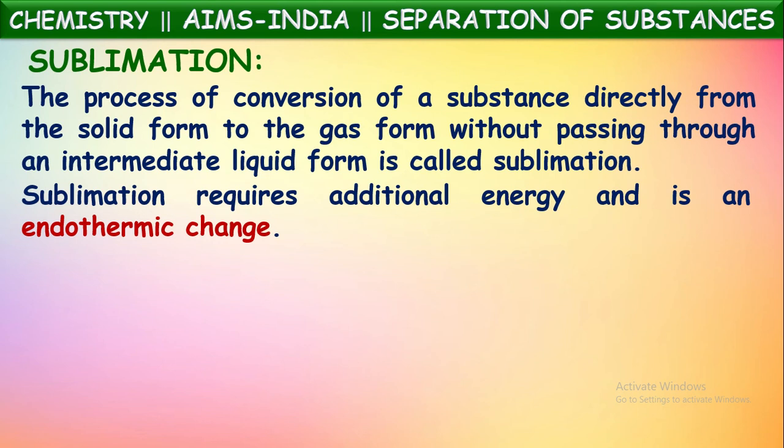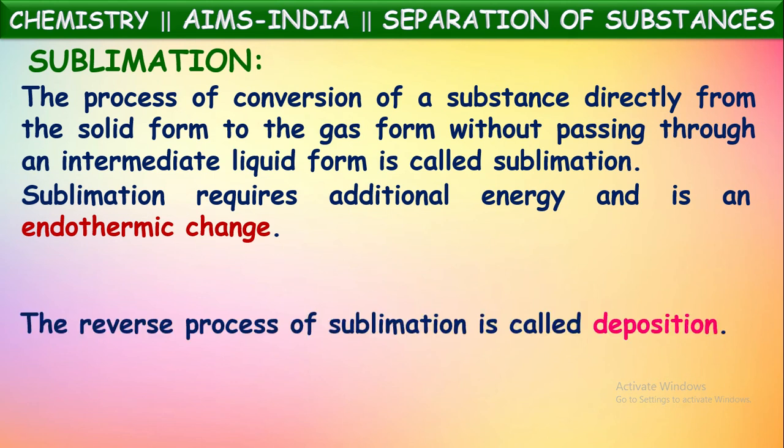Sublimation requires additional energy. That means we need to heat the substances, so it is said to be an endothermic change. Sublimation is an endothermic change because for the sublimation process to occur, we need to heat the substances. Then those substances will convert directly from the solid state to the gaseous state without coming into the liquid state. That special conversion is called sublimation. As we are heating this, it is said to be an endothermic process.